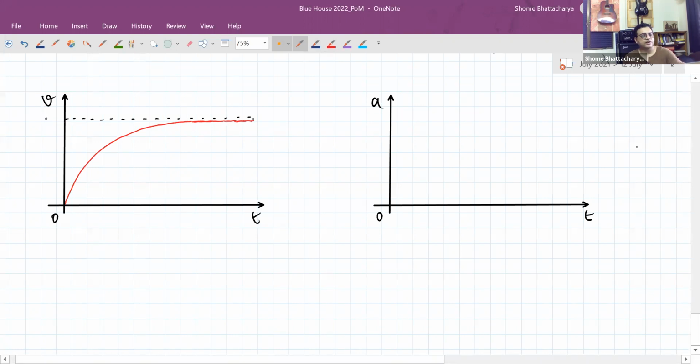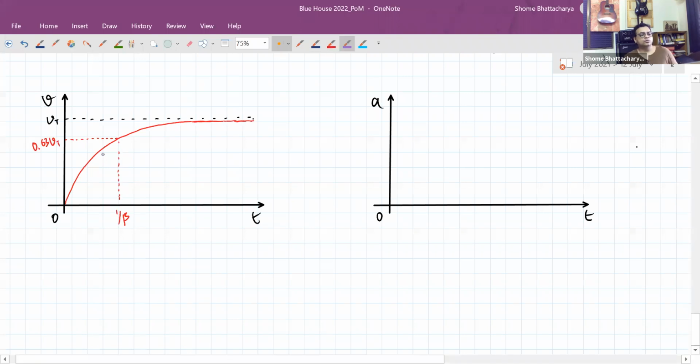And this is where that factor becomes important: in one value of time called 1 by beta, it reaches 63% of that terminal velocity.